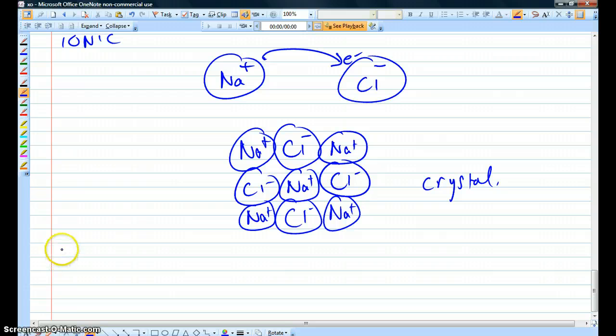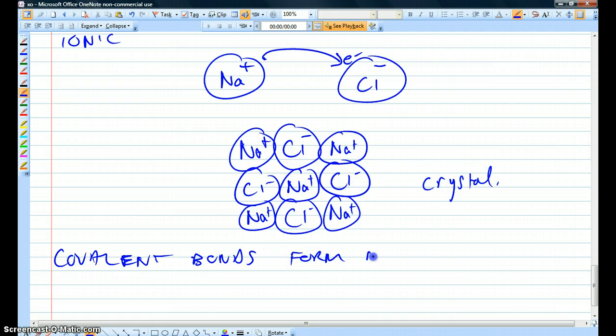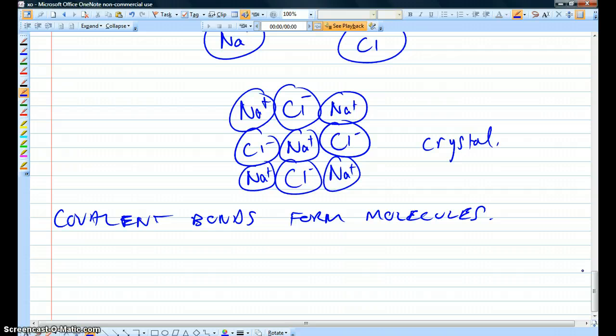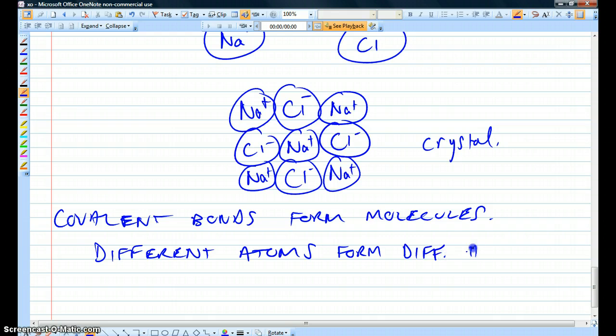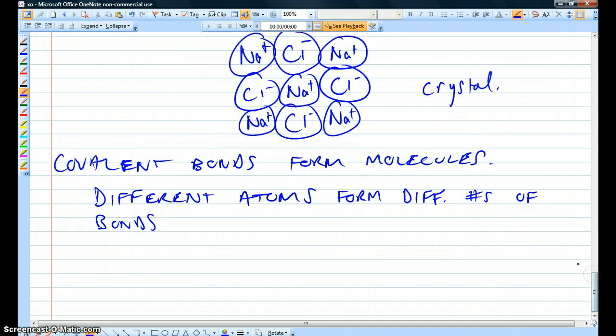Now, with covalent bonding, covalent bonds form molecules. Okay? Covalent bonds form molecules. And different atoms form different numbers of bonds. Different elements. And an element is just a kind of atom. So you can think about an element as a kind of atom. Different atoms form different numbers of bonds. And it's based on how much room they have in their shells.